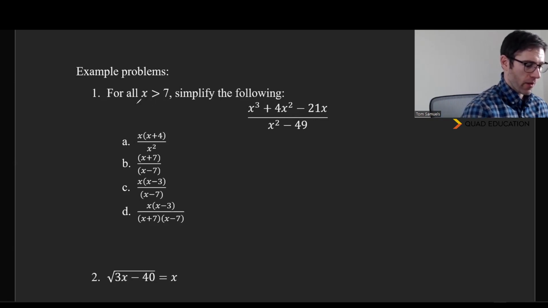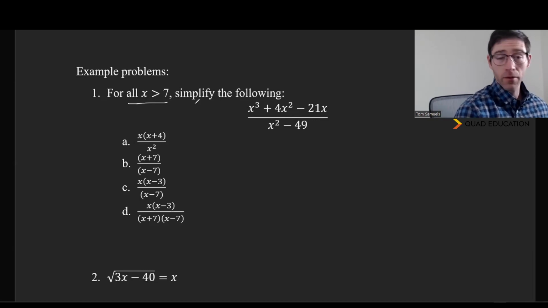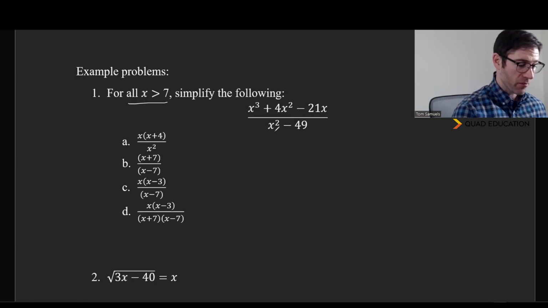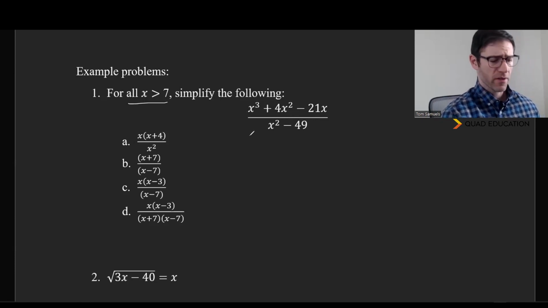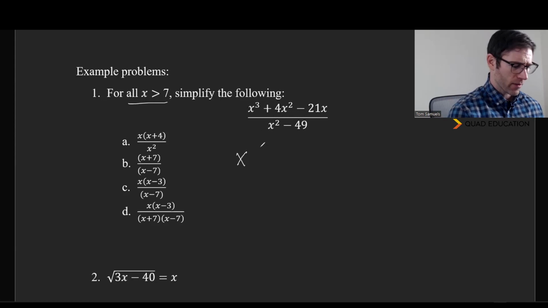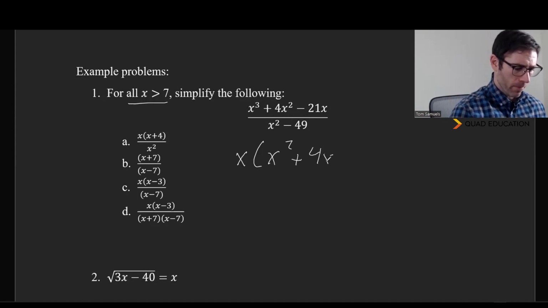So we're saying for all x greater than 7, which is just something to basically ignore, just to say we're not worrying about any sort of asymptotes. And then we have this x cubed plus 4x squared minus 21x over x squared minus 49, and looks like we're just going to factor that. So if we have an x cubed right here, they're never going to ask us to do any sort of interesting cubic factoring on this test. It's always going to be, hey, pull out an x, and then you'll be left with something that you can factor much more reasonably.